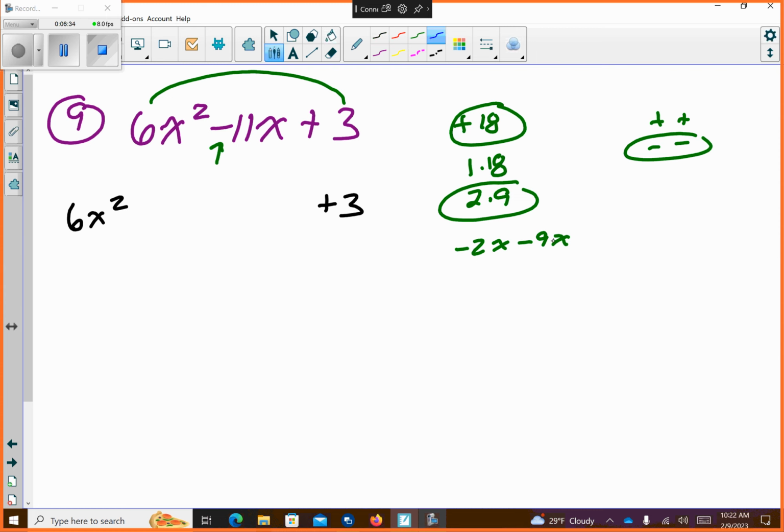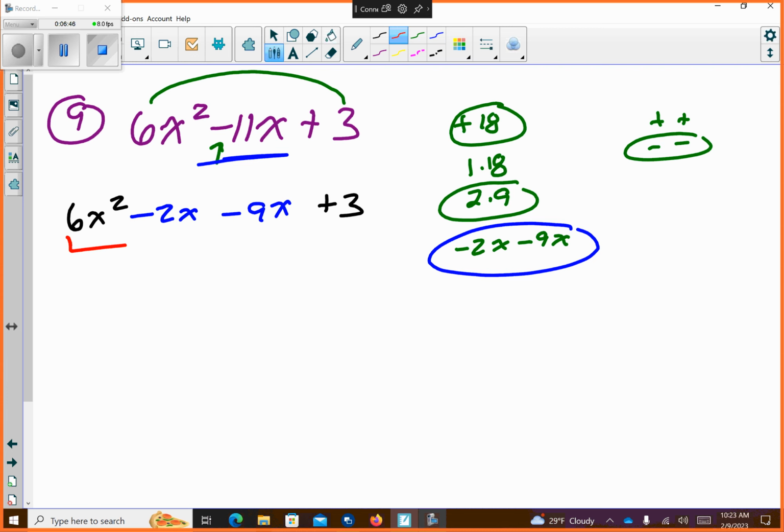Okay? And this is going to squeeze in where this was. Whatever order I want, it doesn't matter as long as I keep the signs with me, okay? All right. What do I have in common between these two? X. Anything else?